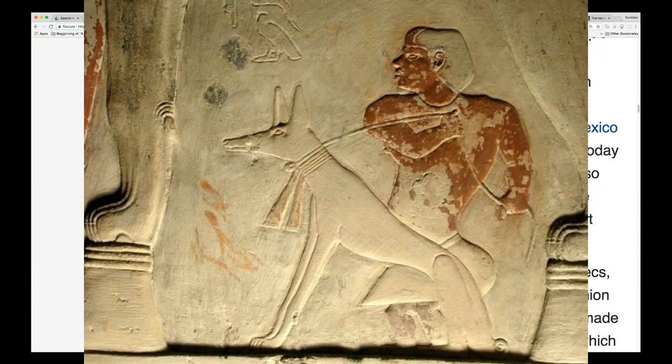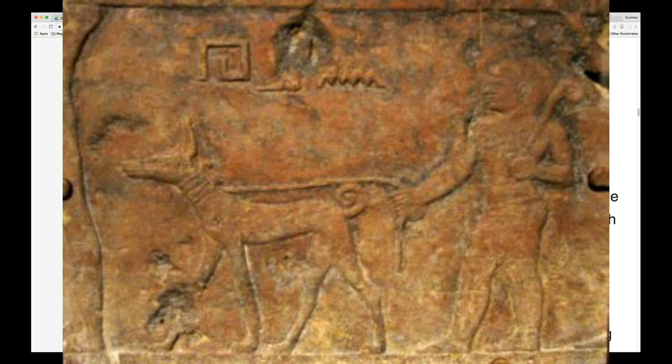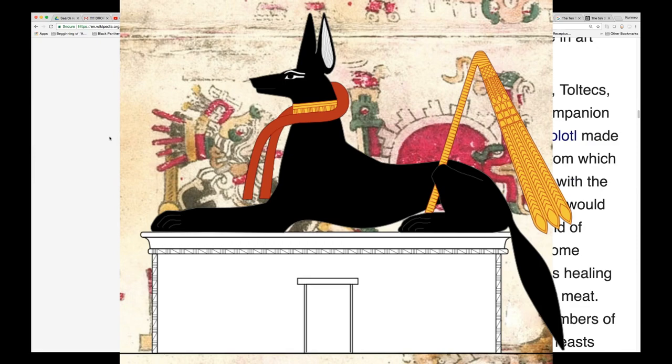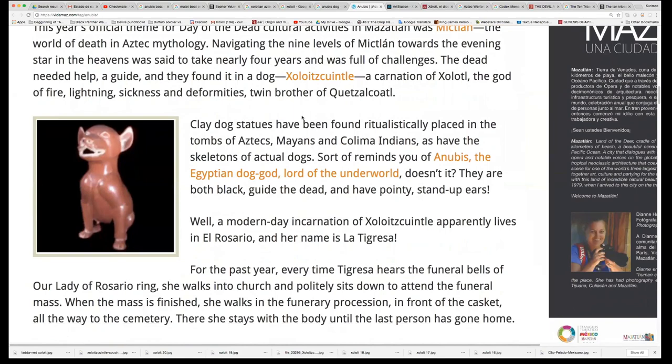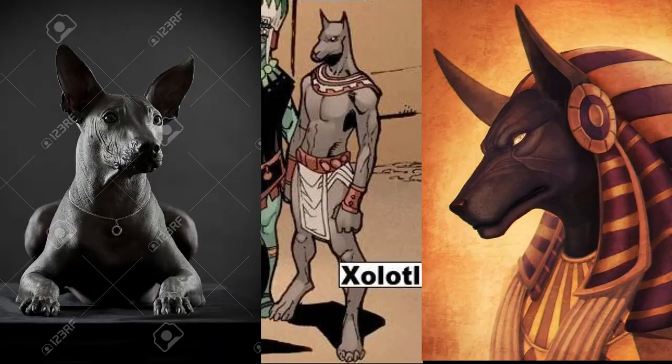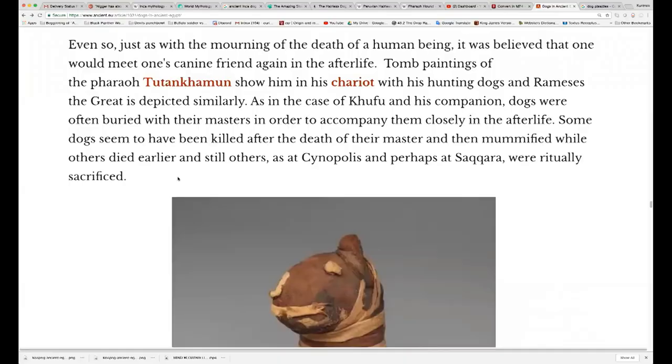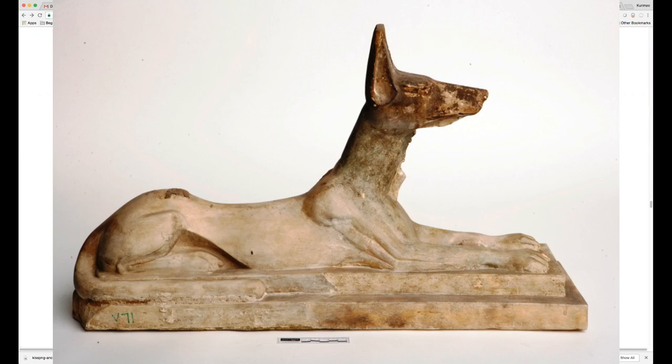Their value in ancient native cultures is evidenced by their frequent appearance in art and artifacts, just like Anubis and dog depictions in ancient Egyptian hieroglyphics. Clay dog statues have been found ritualistically placed in the tombs of Aztecs, Mayans, and Colima Indians, as have the skeletons of actual dogs. Sort of reminds you of Anubis, the Egyptian dog god, lord of the underworld, doesn't it? They are both black, guide the dead, and have pointy stand-up ears. Ancient History Encyclopedia says, according to ancient Egypt, just as with the mourning of the death of a human being, it was believed that one would meet one's canine friend again in the afterlife.